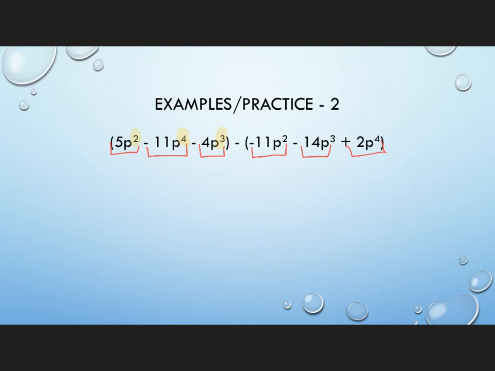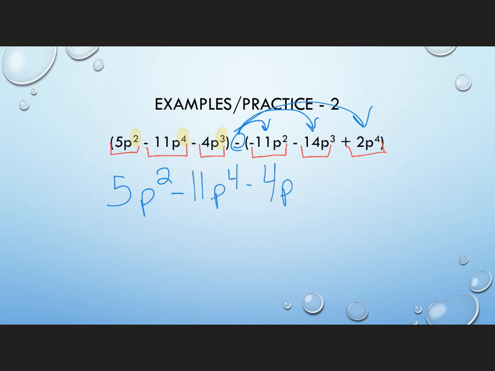The thing to remember is this negative goes to each of these because we are subtracting them. So I'm going to rewrite this as 5p squared minus 11p to the fourth minus 4p to the third minus negative turns into plus 11p squared minus negative turns into plus 14p to the third minus a positive turns into minus 2p to the fourth.